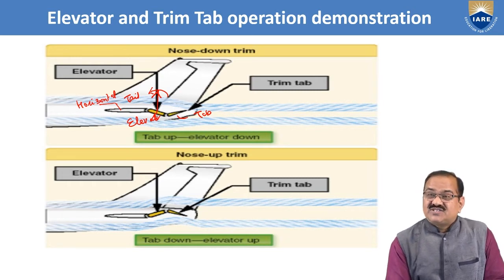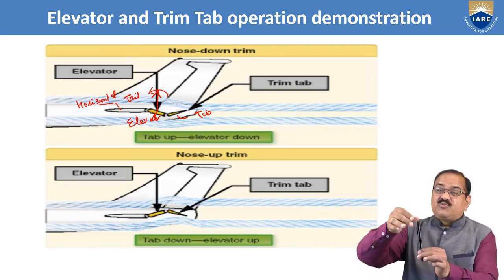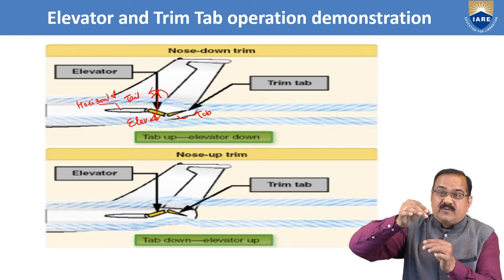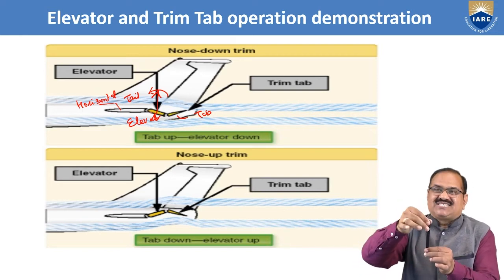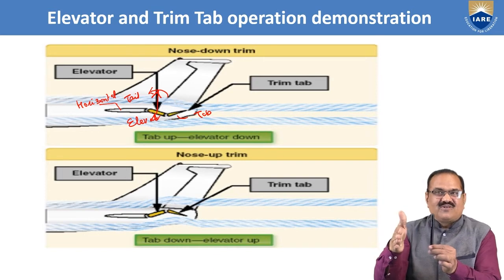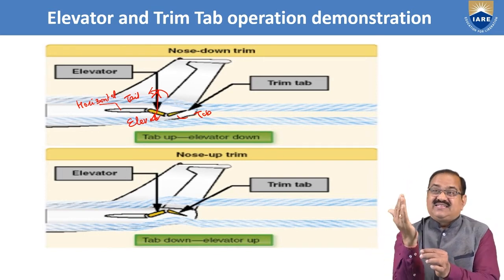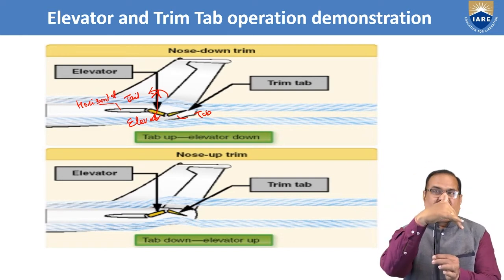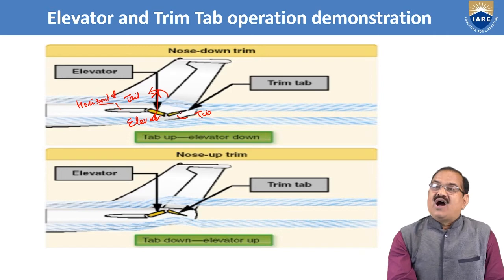So the function when the elevator is down means the pilot is making a push. When the pilot is pushing the stick, the elevator will go down. When the elevator goes down, it will generate a lift upward. This lift will try to nose down. So we have to apply a trim tab. The trim tab will go up.